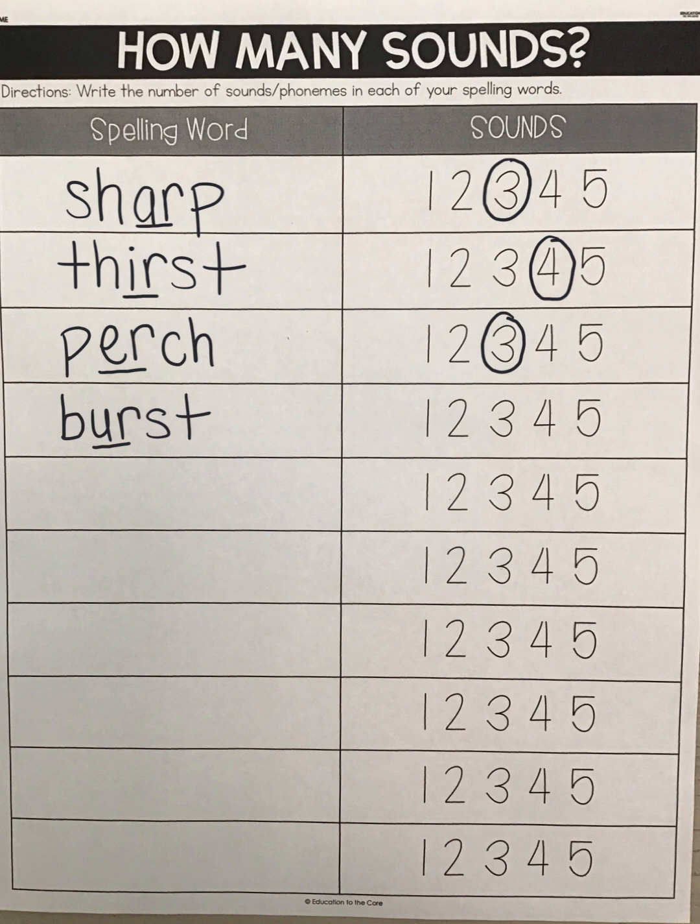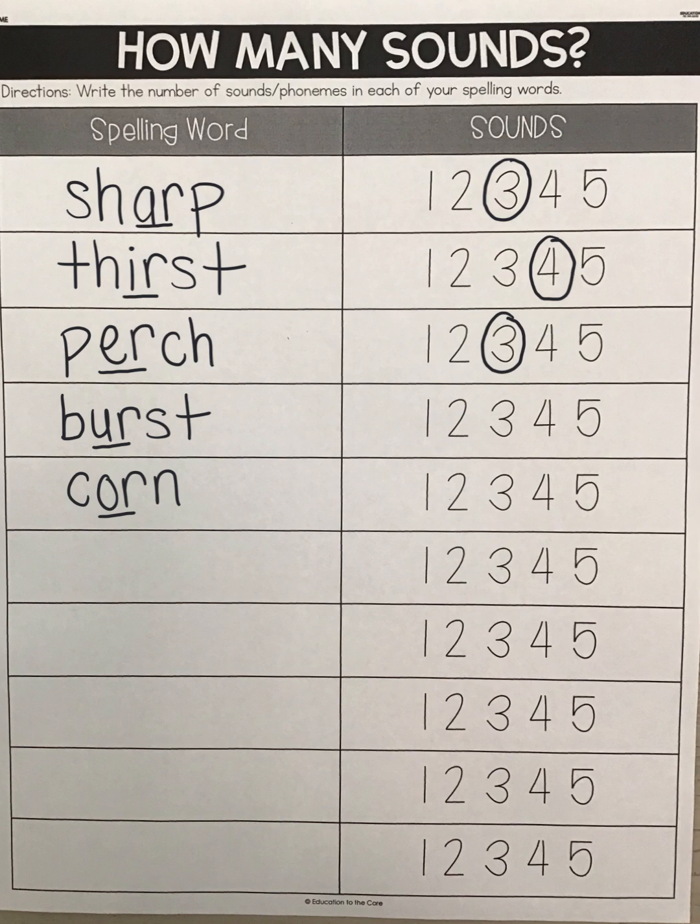Then we have the word corn. Corn. Spell it with me. Corn. Please underline the R controlled vowel. How many sounds do you hear? Finger stretch one more time. Please circle how many sounds you hear.